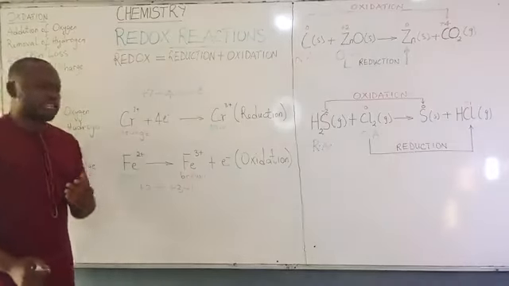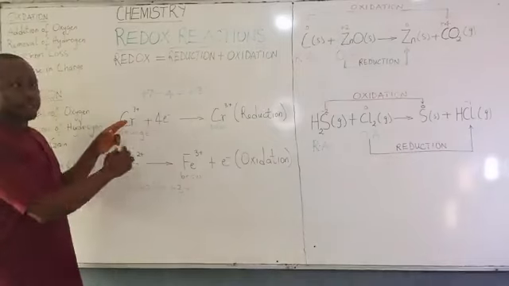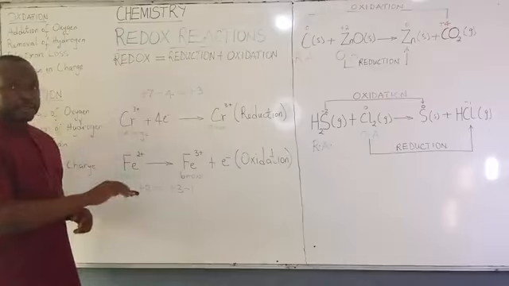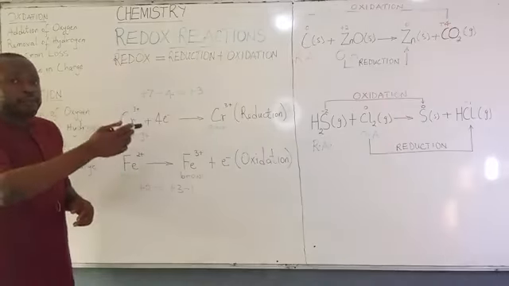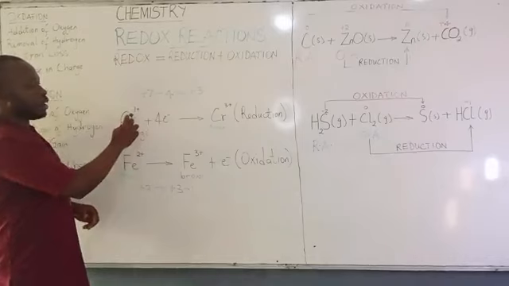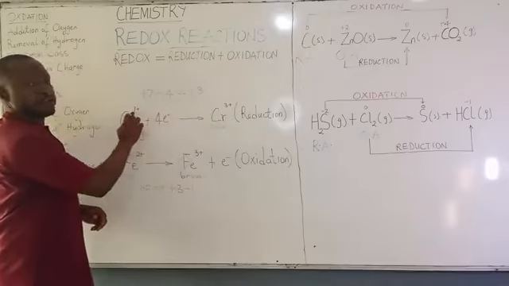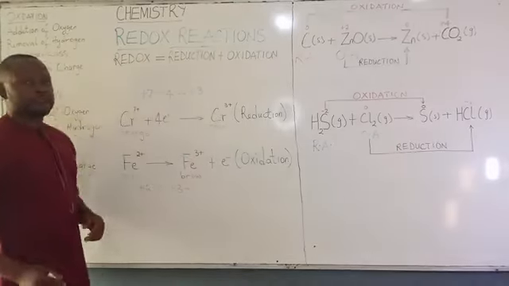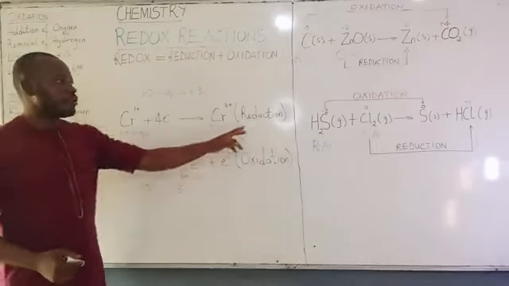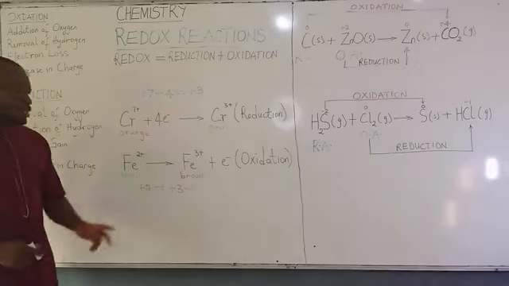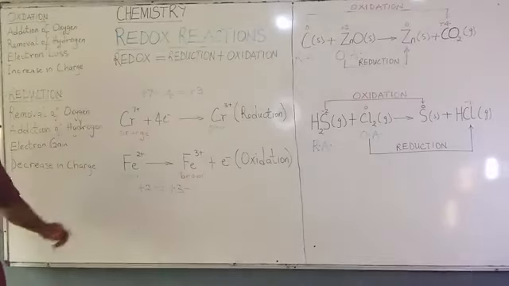What happened to the oxidation number of chromium in this reaction? Did the oxidation number of chromium decrease or increase? The oxidation number of chromium decreased from plus 7 to plus 3. And that is called a reduction reaction. Do you understand? Take another example, the second one here.